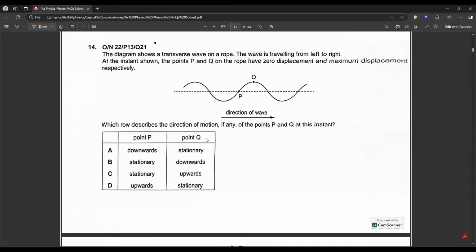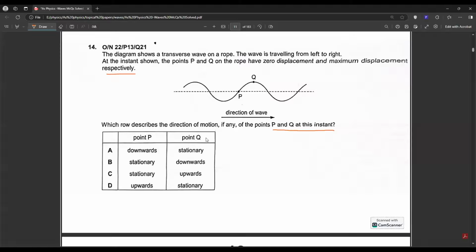Let's further move ahead. The diagram shows a transverse wave on a rope. The wave is traveling from left to right. At the instant shown, point P and Q on the rope have zero displacement and maximum displacement respectively. Which row describes the motion, if any, of the points P and Q at this instance?